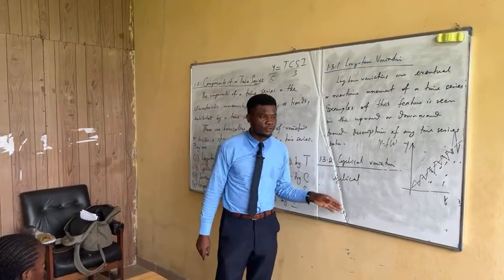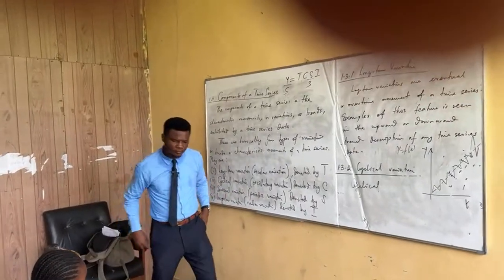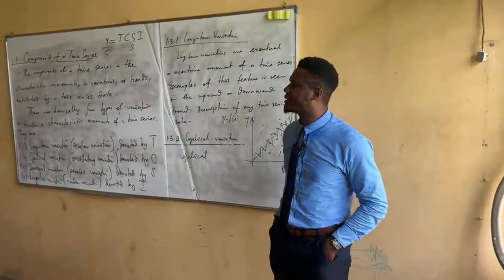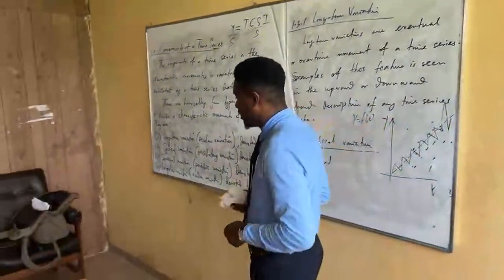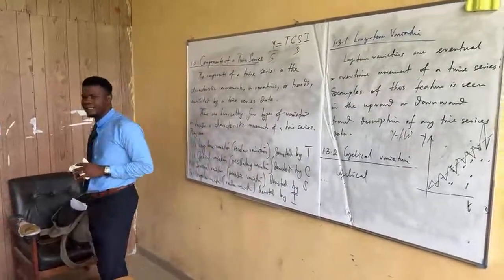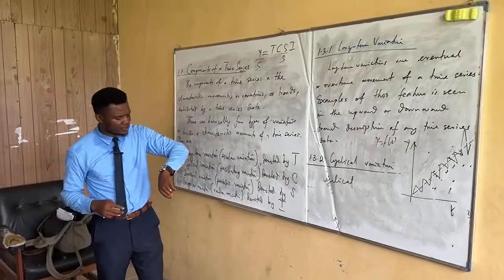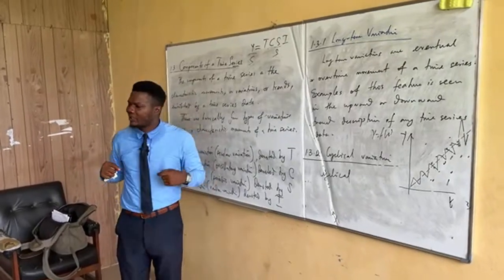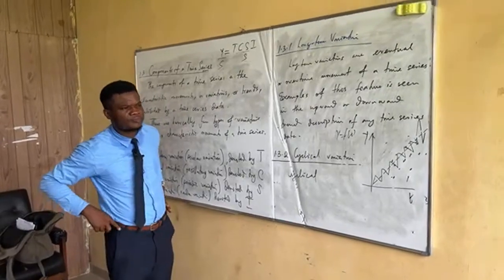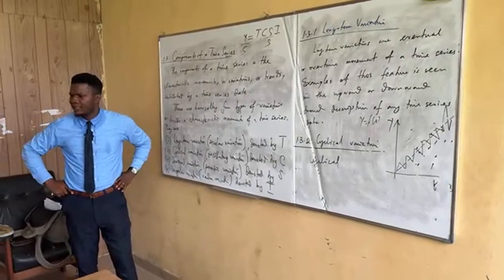So cyclical variation. Are you there with seasonal? Okay, please write, everybody. Seasonal variation is a component of a time series that explain or describe seasonal patterns that occur.